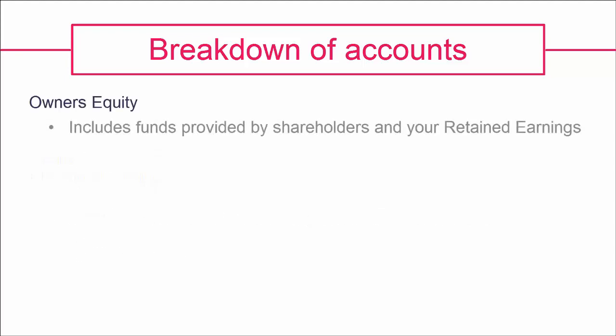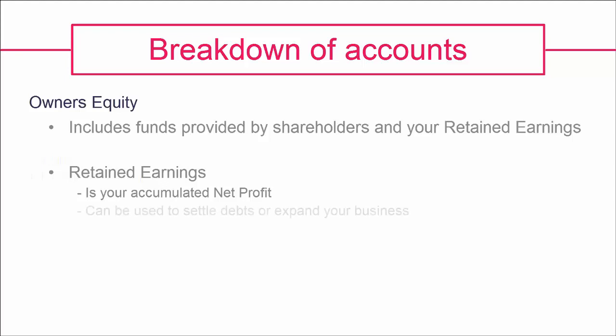Owner's equity is usually broken down into your shareholder's equity and your retained earnings. To understand retained earnings, consider that at the end of each fiscal year, your income statement accounts like revenue, cost of sales, and expenses close, and what's left over after any dividends are paid to your shareholders is emptied into your retained earnings, which appears on your balance sheet. These funds can then be used to settle debts or reinvest in your business.